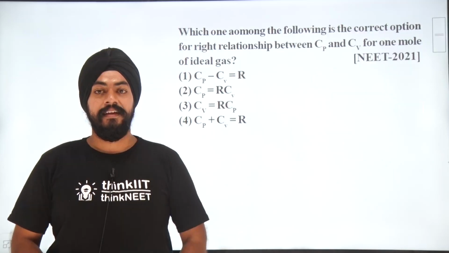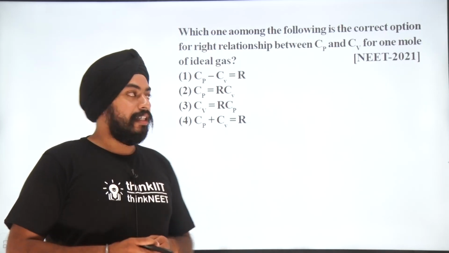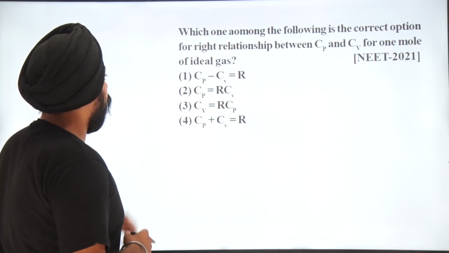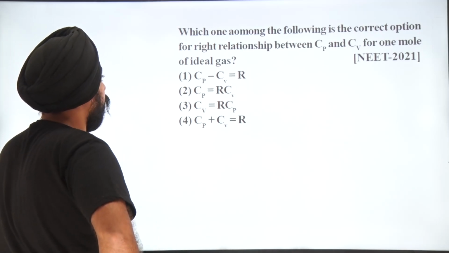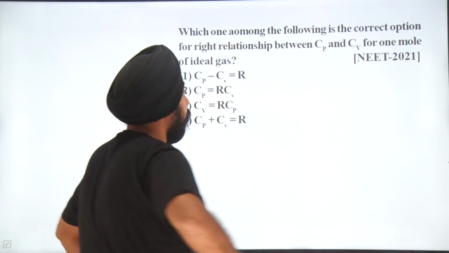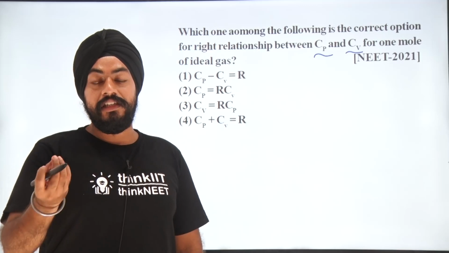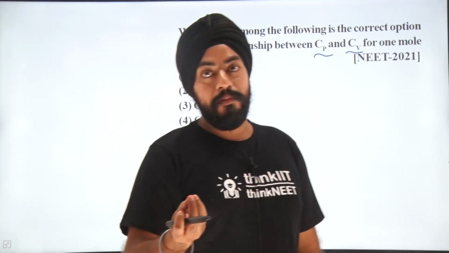Thank you. Well, students, let's see the question. Which one among the following is the correct option for the right relationship between Cp and Cv for 1 mole of ideal gas? A very simple question directly from the thermodynamics part, students.